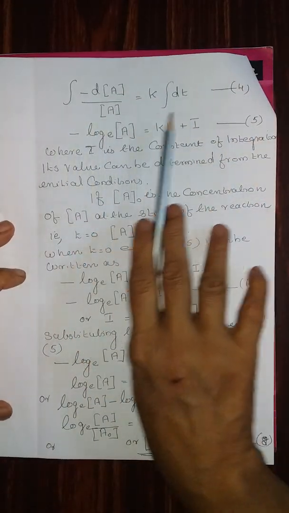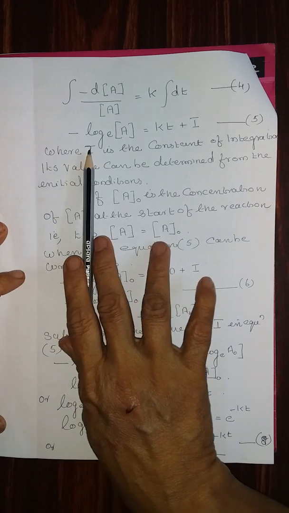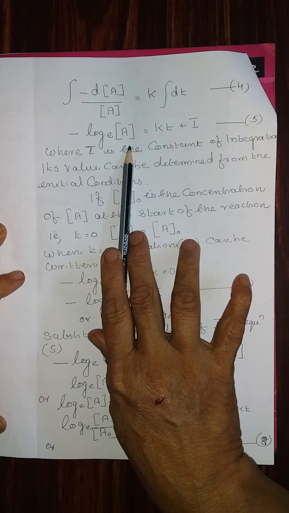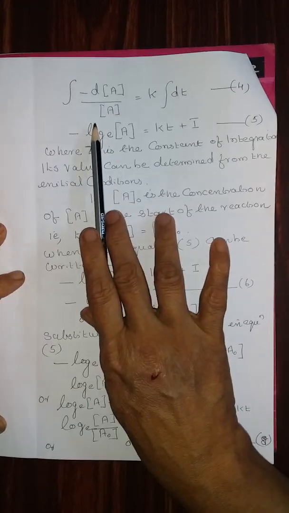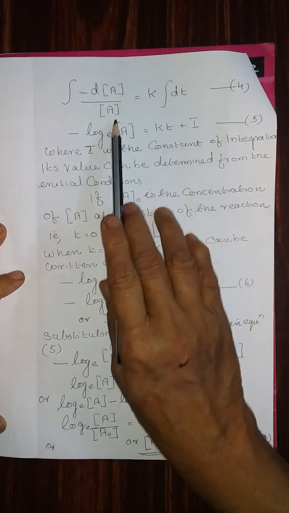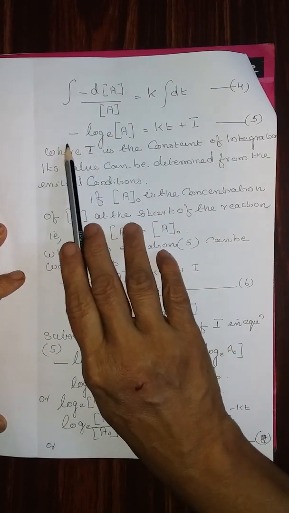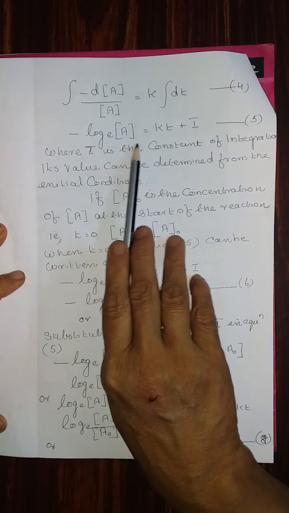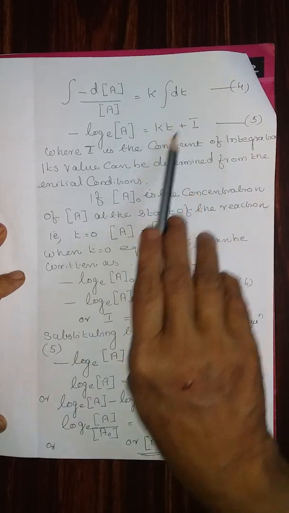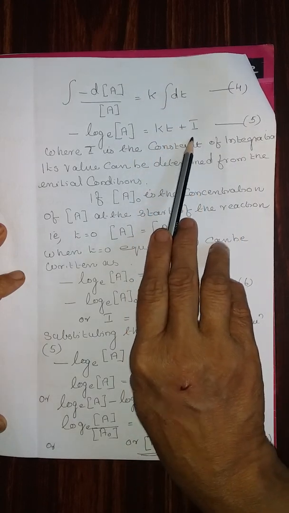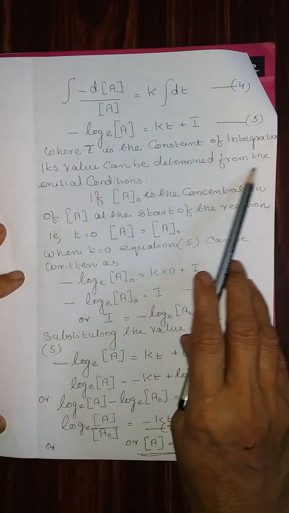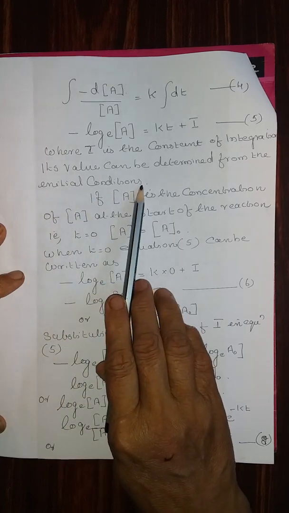of left hand side and the right hand side, you will get minus log to the base e concentration of A. That is the answer for the integral of d[A] by [A]. That is, minus log to the base e concentration of A is equal to Kt. That is the integral value of dt is equal to t plus I, where I is the constant of integration. Its value can be determined from the initial conditions.